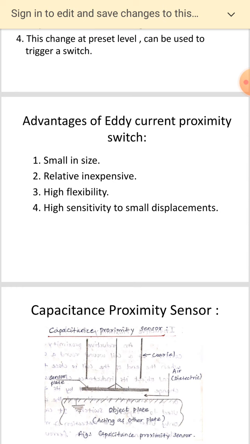Advantages of the eddy current proximity switch: they are small in size, relatively inexpensive, have high flexibility, and high sensitivity to small displacement.